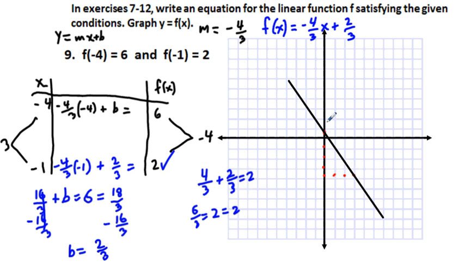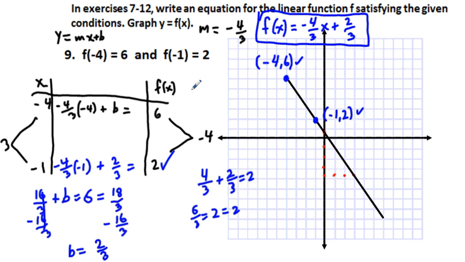And check the points. We should have negative 4, 6. So it's just on the edge there. That looks right. Negative 4, 6. That checks. And then we should have, let's see, negative 1, 2. That looks good too. Negative 1, 2. Check. Okay, so it works out just fine. So this is our equation. F of x equals negative 4/3 x plus 2/3.